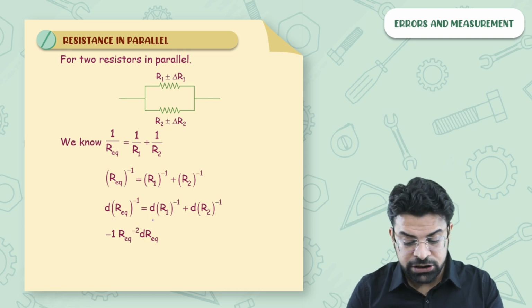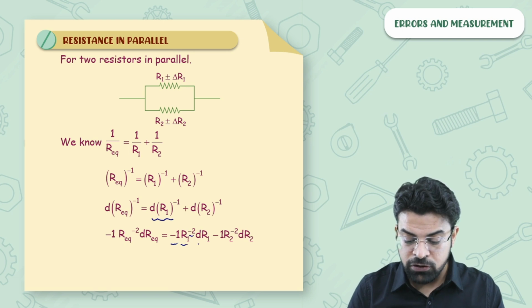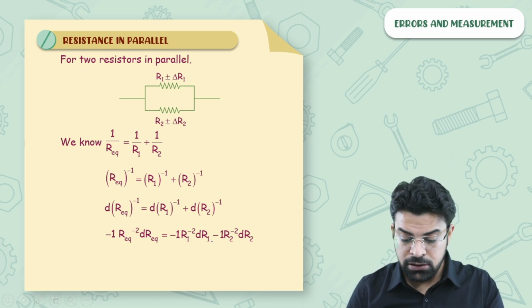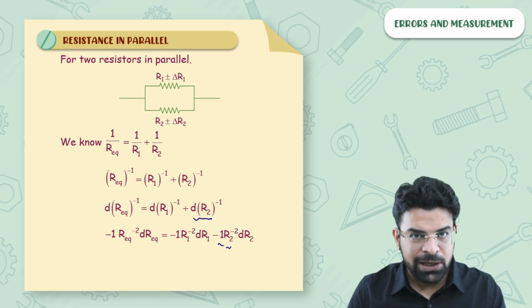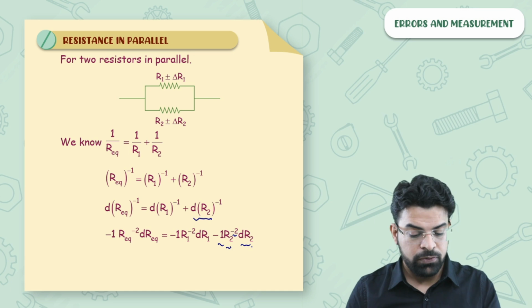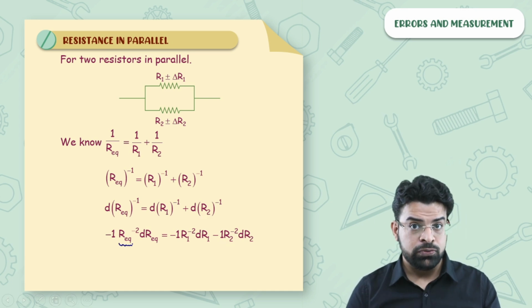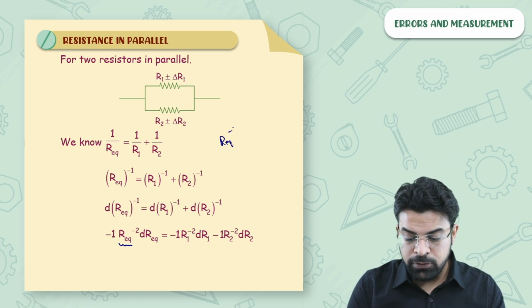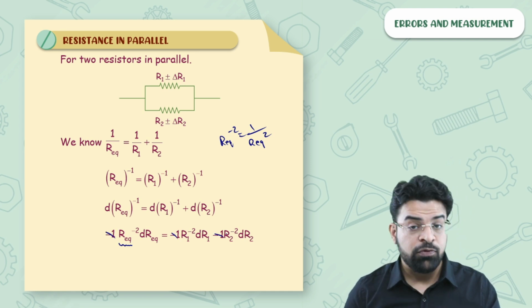Similarly, the differentiation of R1 raised to the power of minus 1 will be minus 1 R1 raised to the power of minus 2 dR1, and the differentiation of R2 raised to the power of minus 1 will be minus 1 R2 raised to the power of minus 2 dR2. Now I can write R equivalent raised to the power of minus 2 as 1 upon R equivalent whole square, and we can cancel out this minus 1 from each term.